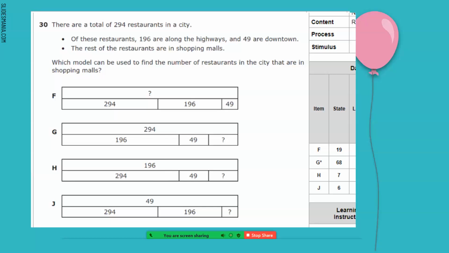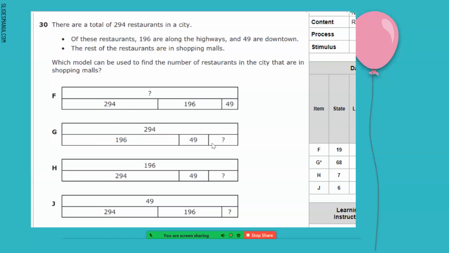So there's a total of 294 restaurants in a city. Of these restaurants, 196 are along highways and 49 are downtown. The rest of the restaurants are in shopping malls. Which model can be used to find the number of restaurants in the city that are in shopping malls? So since I think this one might be my right answer because the total of 294 is here, let's see if it works for the rest of the problem. Of these restaurants, 196 are along the highways, 49 are downtown, and the rest, the one we don't know, are in shopping malls. How many of the restaurants in the city are in shopping malls?